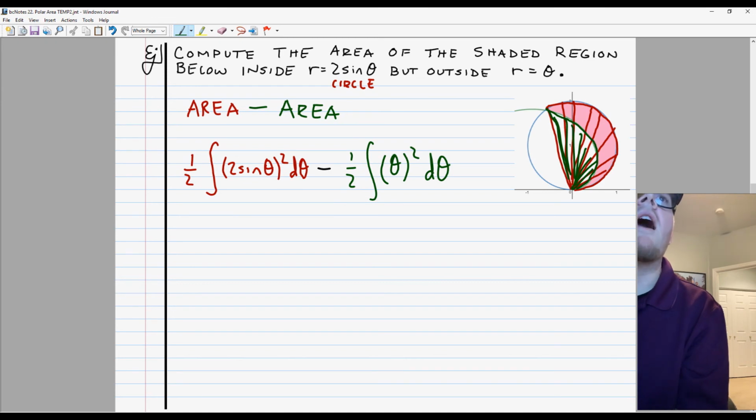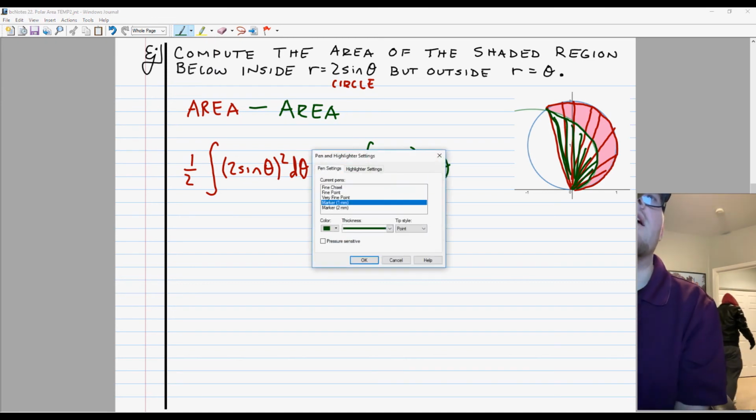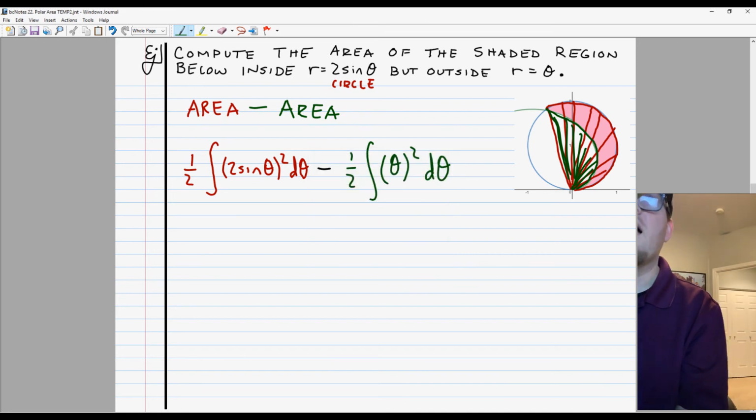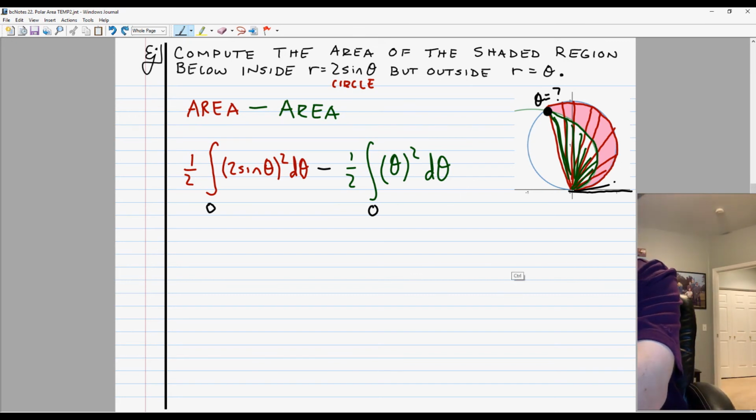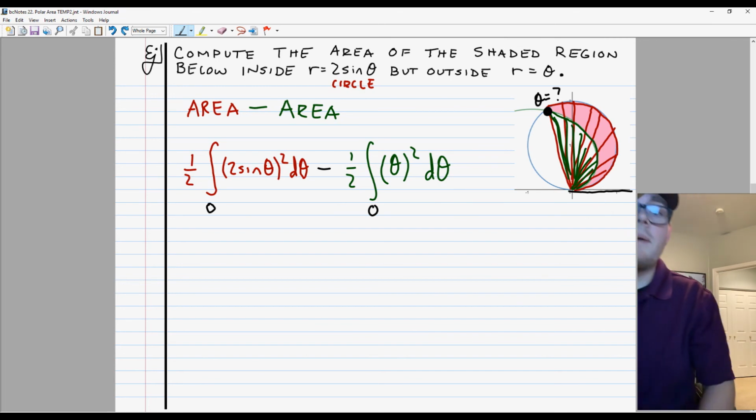So from here, I've got almost everything ready. I've got a nice concept of what the area is going to come out to be. But now I've got a problem: I don't actually have any idea where these things intersect. I don't know what that angle is. What is theta right there? Looking at our picture, I feel confident that both of these integrals are going to start at zero. Both of those pieces seem to begin at zero, so I should be good there. But I don't know what the intersection is.